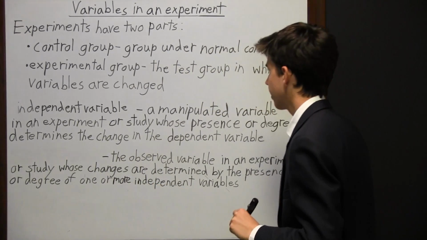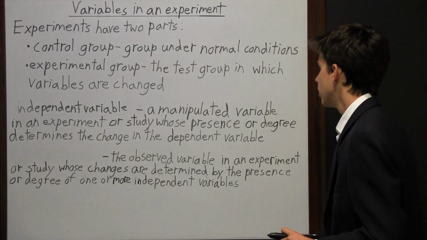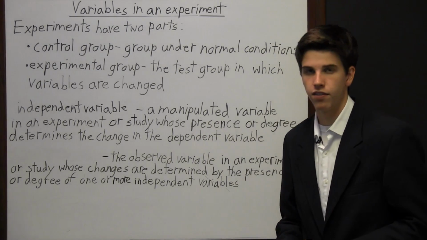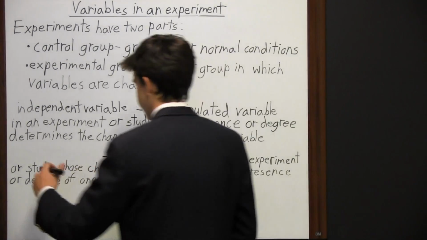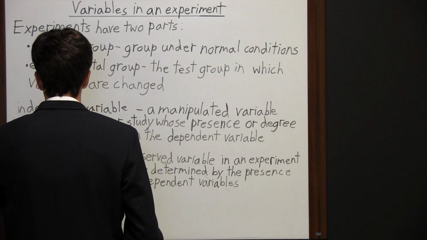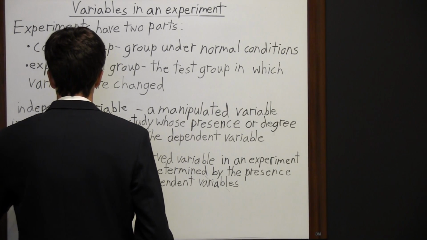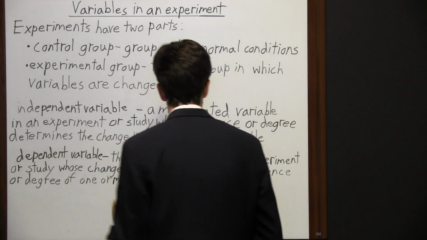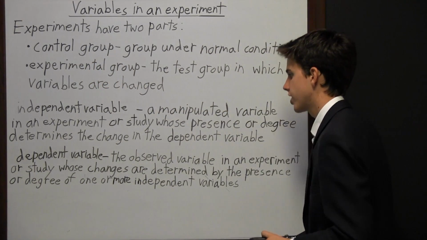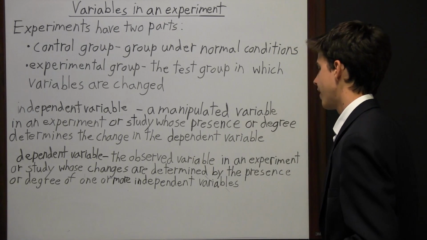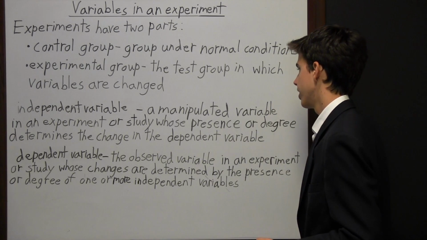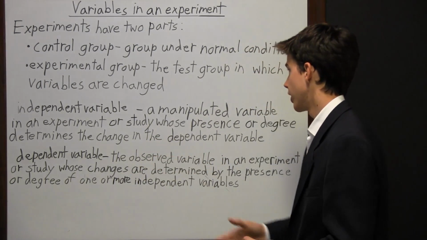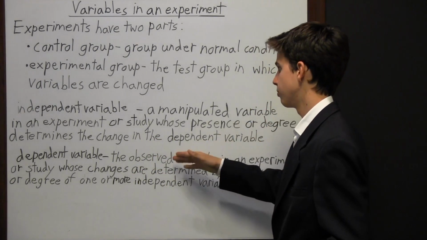Which is a manipulated variable in an experiment or study whose presence or degree determines the change in the dependent variable. And so then that leads us obviously to the dependent variable, which is the observed variable in an experiment or study whose changes are determined by the presence or degree of one or more independent variables. So we have an independent variable and a dependent variable. One's manipulated and the other is observed.